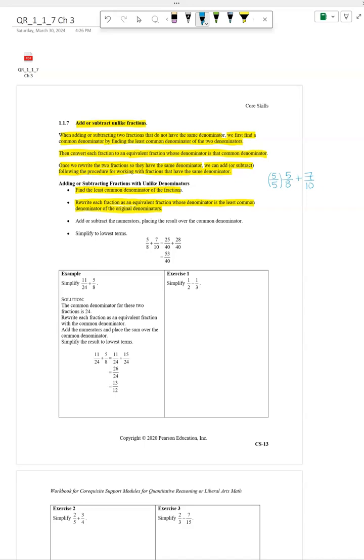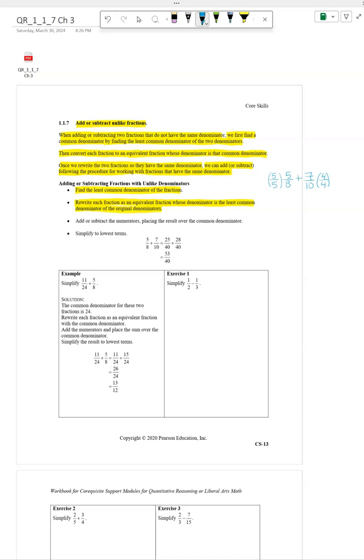So then we have to step over here to this fraction. And we have to ask ourselves, what do we multiply 10 by to get 40? Well, that's 4. Again, we can't do to the denominator and not do to the numerator, so we have to multiply the top by 4.